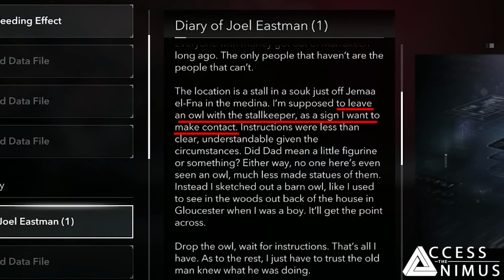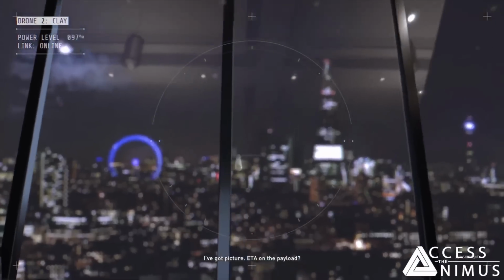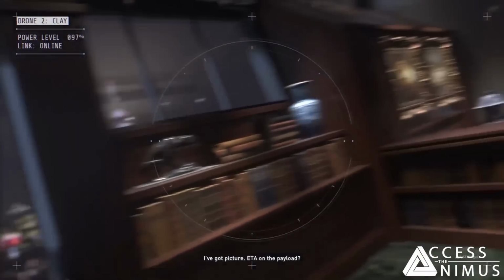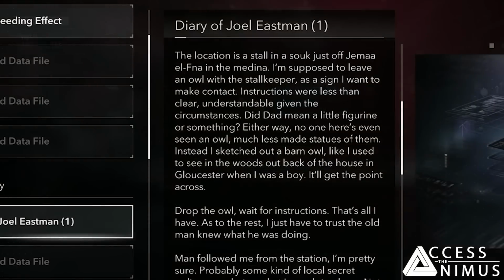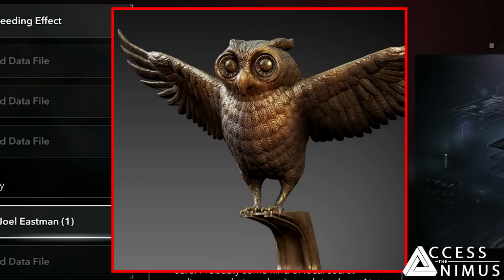But because Joel doesn't know much about the mission, he doesn't know what kind of owl to bring to the stall keeper. Eventually, he brings a drawing, and it's interesting to see that amidst all things, Joel's dad had agreed upon the owl being the symbol of this interaction.